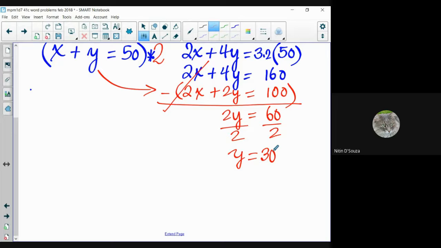How many kilos of mixture do we have? What's the total mixture at the end that costs $3.20? How much do I have at the end? How much do I want at the end? 50. So if soft candy is 30, how much is the hard candy? Right.